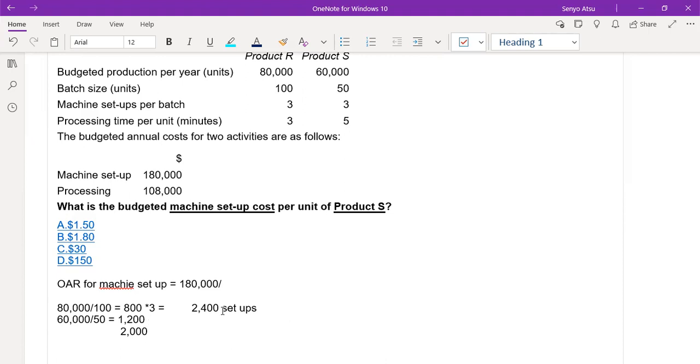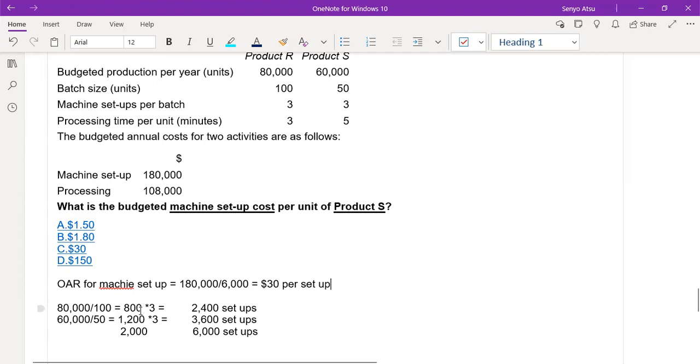For 1,200 batches, 3 setups per batch is 3,600 setups. So 6,000 setups in all. $180,000 divided by 6,000 setups is $30 per setup.